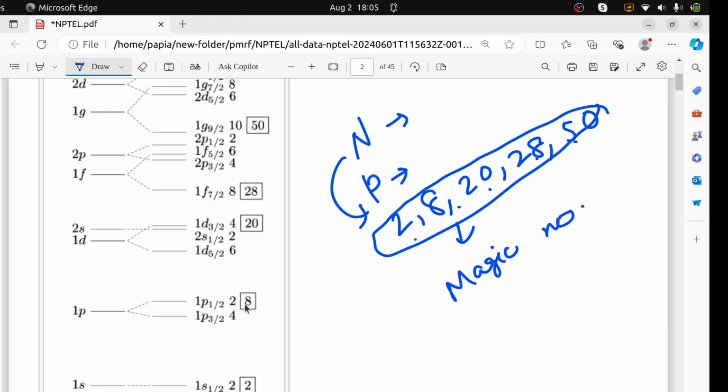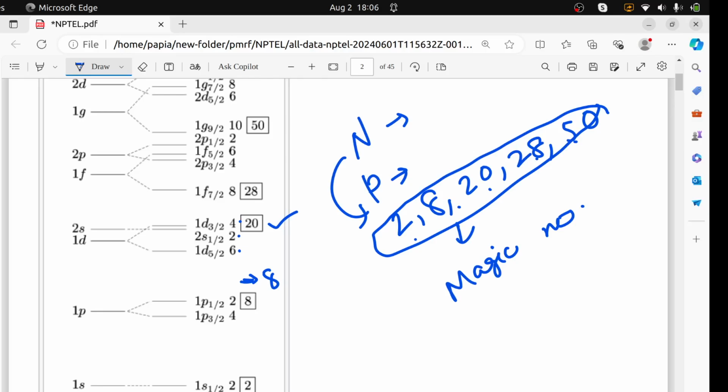So the magic numbers are 2, 8, 20, 28. How is it coming? Obviously we can understand from this figure itself that 1s is fully filled, that means 2. 1s and 1p are fully filled, that means 2 plus 2, 4 plus 2, that means 8. Now coming to the 1d, 1d and 2s are a little bit overlapping here, right? If 1d and 2s are fully filled, up to here the nucleon number was 8. Then after that 8 plus 6 plus 2 plus 4, so it will give us 20.